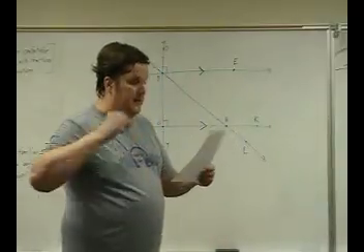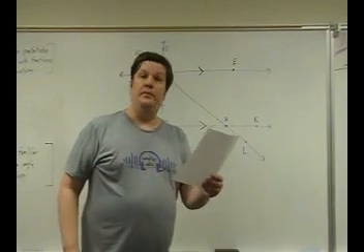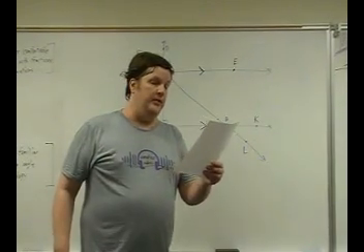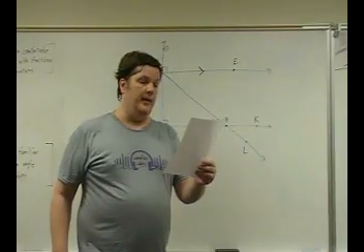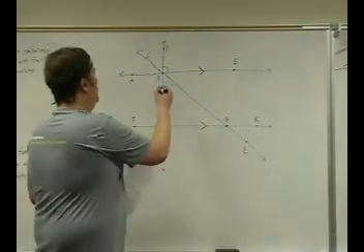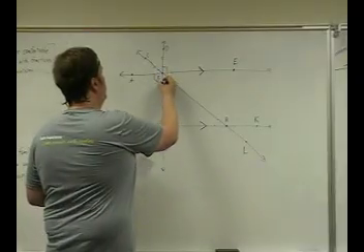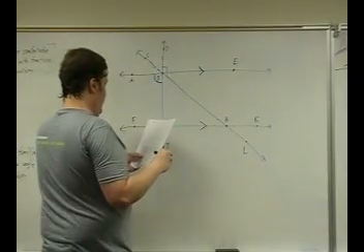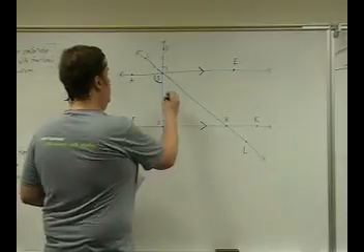Next is alternate interior angles. These are angles, reading the definition, that lie between two parallel lines and are on opposite ends of the transversal. So in this case, I'm going to say angles ABG, which is going to be this one here, and BGH, which is going to be this one here.